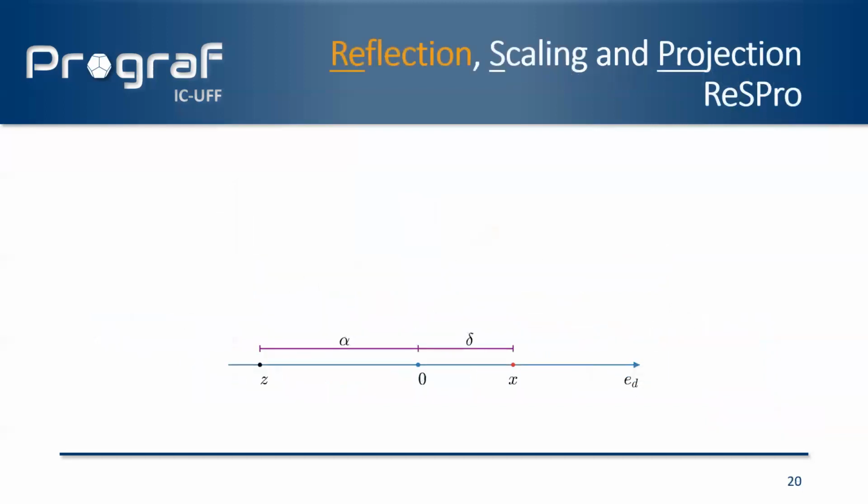Thus, we propose a new function based on linear operations, but without losing the ability to model nonlinear relations between the features. RES-Pro stands for reflection, scaling, and projection. Let's check how it works.